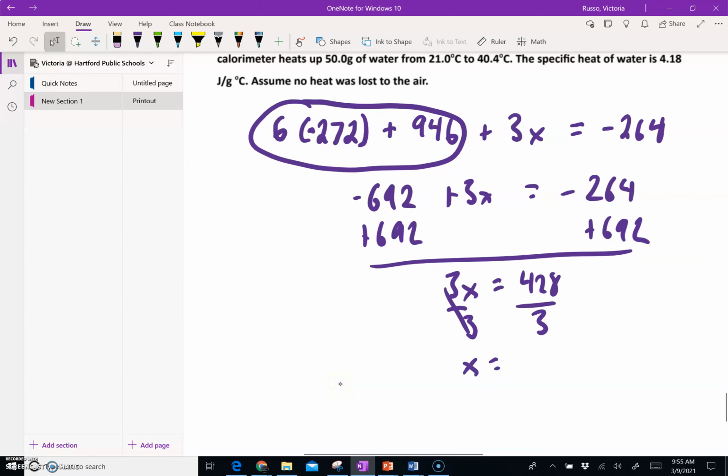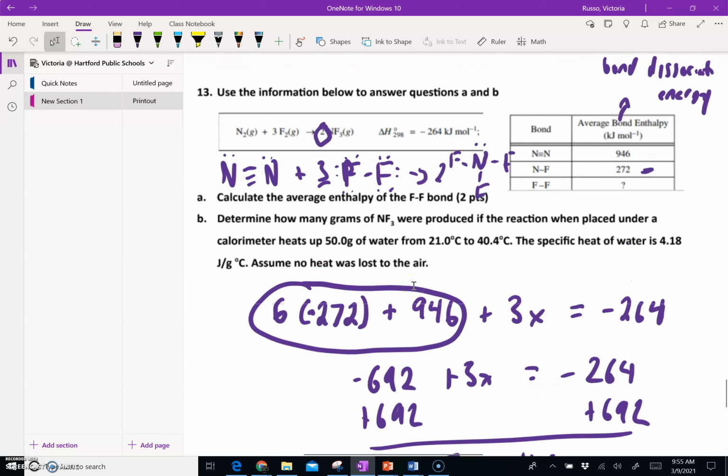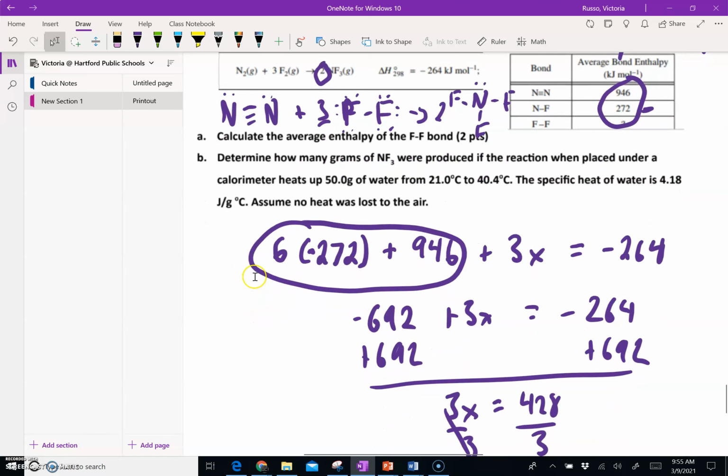And we get x is equal to about 142 or 143, depending upon where you're rounding. I feel like I added one of these numbers wrong or wrote one of these numbers wrong, but anyway, that's the general process of doing this. Again, the products are negative, so you put these values in as negatives, and remember to multiply by the coefficients. Then the reactants will stay positive.